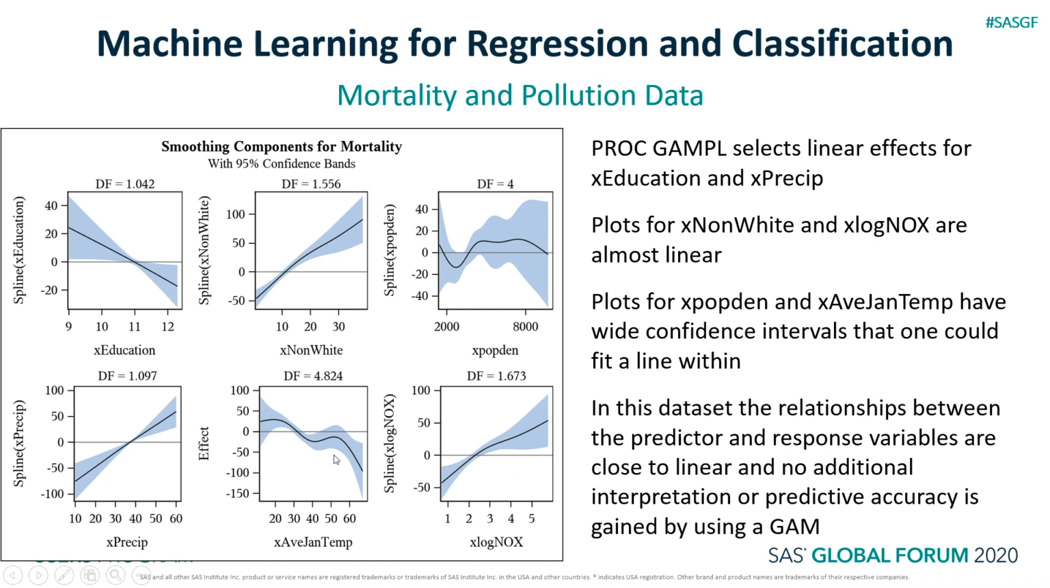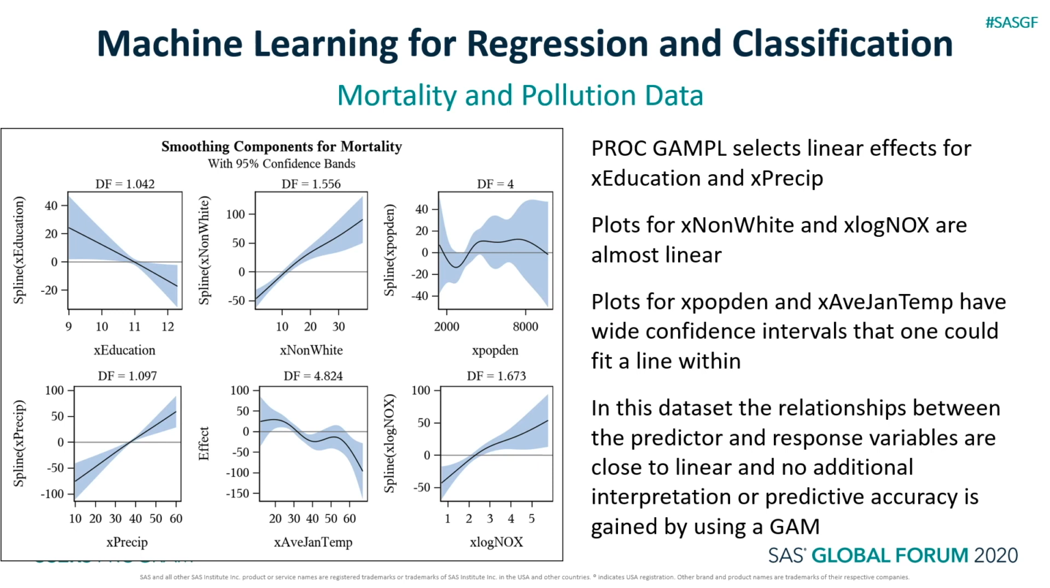For the average January temperature, that's a decreasing function, and it's kind of wiggly, but even that is not too far from a linear effect. And for population density, I think one can almost fit the 0 line through that. So there are some data sets for which there are very clear nonlinear effects, and PROC GAMPL is good at identifying the variables for which the relationship with the response is nonlinear, and then estimating the nature of the response.